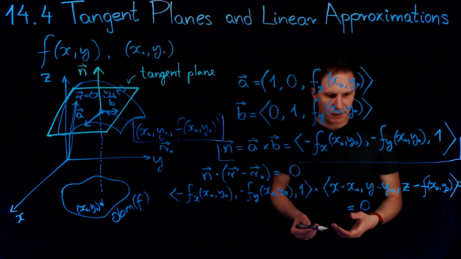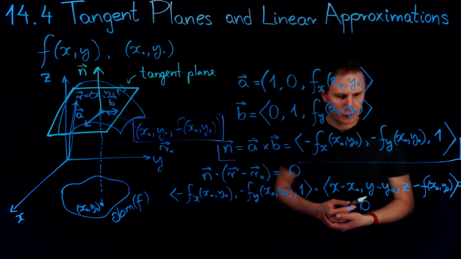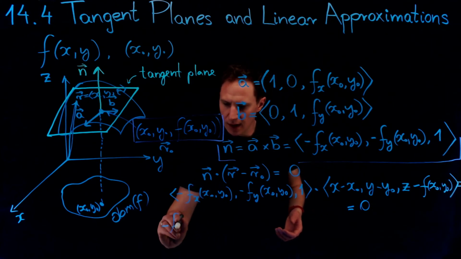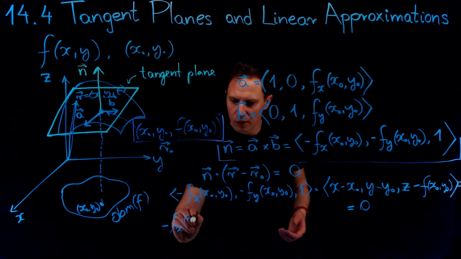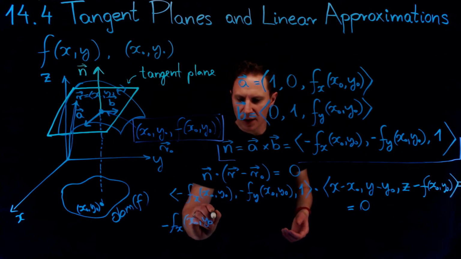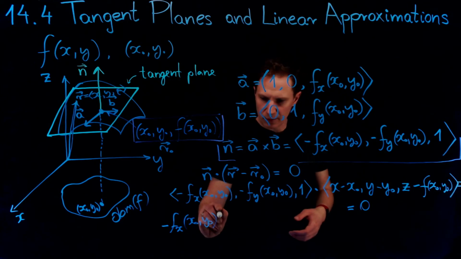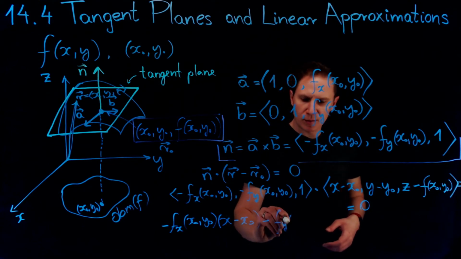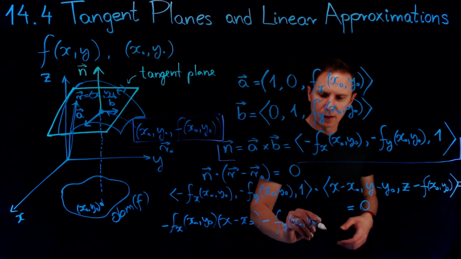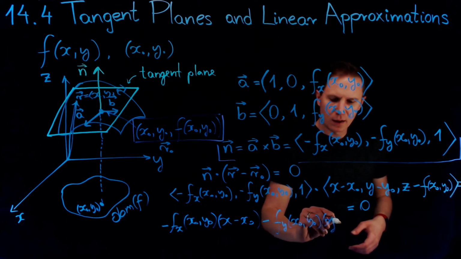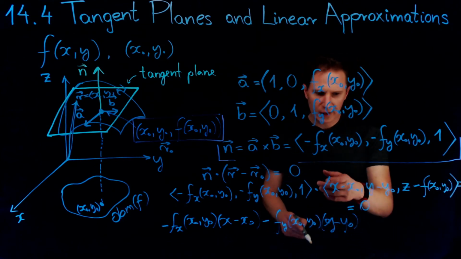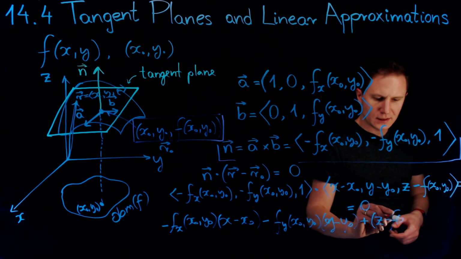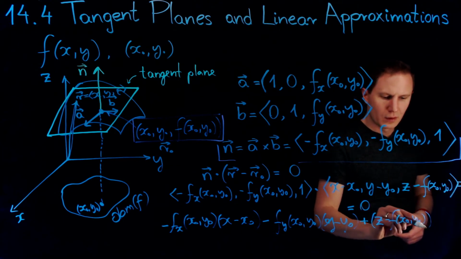So let's spell this out using the coordinate formula for the dot product. This is minus the partial derivative of f with respect to x at that point, times x minus x naught, minus the partial derivative with respect to y at that point, times y minus y naught, and finally plus z minus f of x naught, y naught, equals 0.